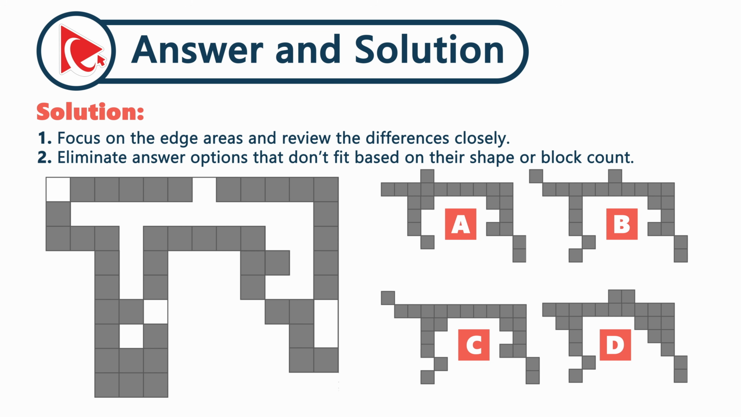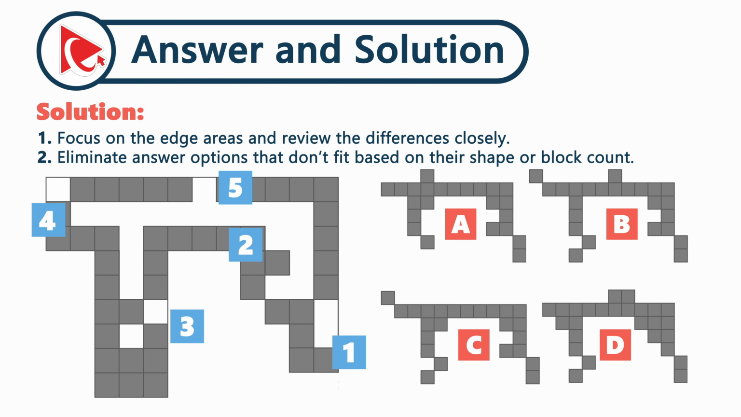Let's start by identifying those edge areas we need to focus on. I identified 5. Do you see more? This is what I found. 1, 2, 3, 4, and 5. These are the areas where you need to look closely at the block differences in the answer choices.